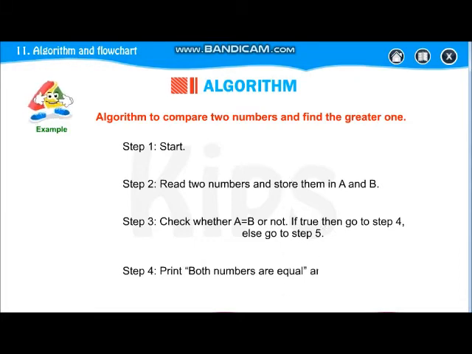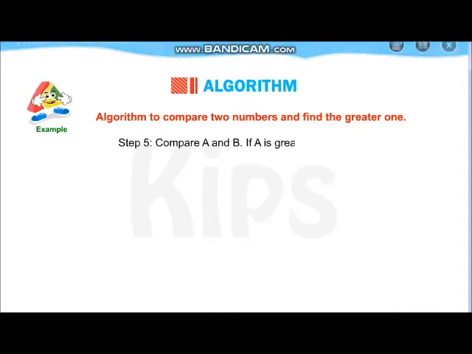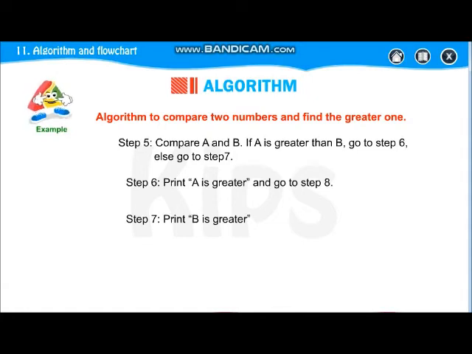Now what will be your step number 5? Step number 5 is compare A and B. If A is greater than B, go to step 6, else go to step 7. What is step 6? A is greater, and go to step 8. What is step 7? B is greater. Now if you compare and A is greater than B में false आ गया, तो where you have to go? Step 7. Step 7 में what we will be printing? B is greater. Okay. And then step 8 is what? Stop.